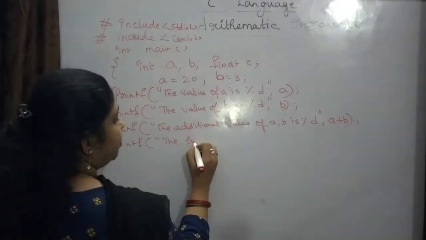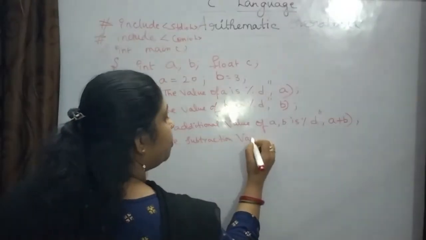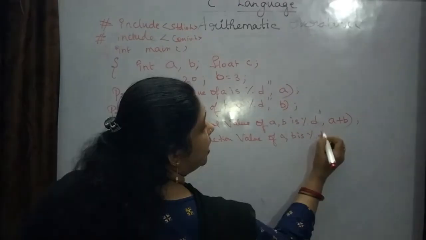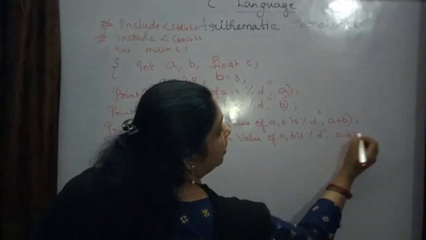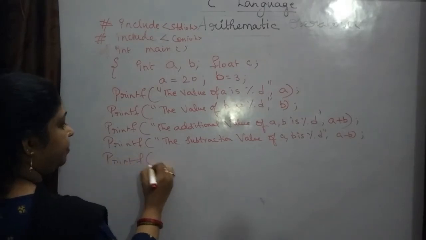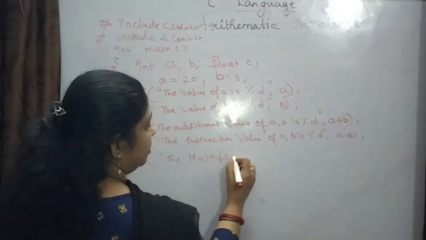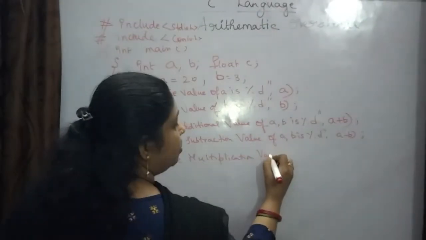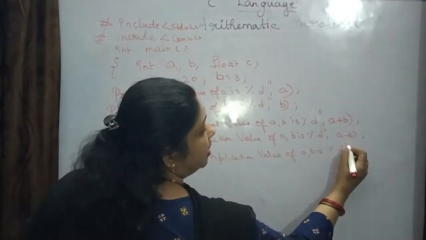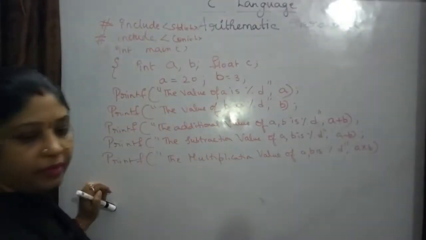The subtraction value of A and B is %d, comma A minus B. Close it. Okay. Printf the multiplication value of A comma B is %d. Close it. A into B. Okay. Are you understanding?